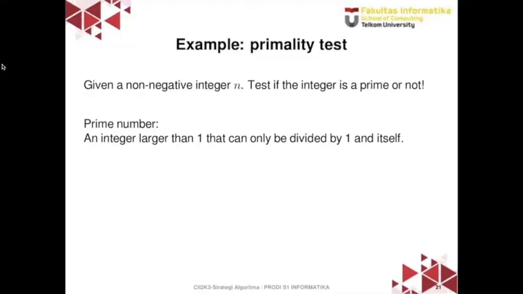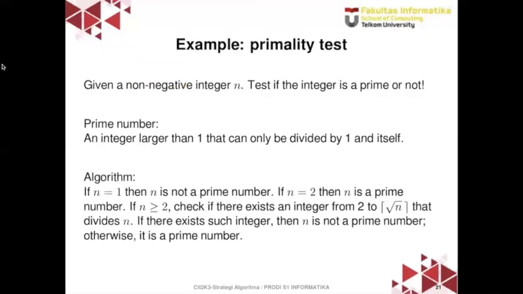The next example is primality test. Given a positive integer n, we want to test if the integer is a prime or not. Sorry, I said non-negative, but it is positive. From the definition itself, a prime number is an integer larger than 1 that can only be divided by 1 and itself.